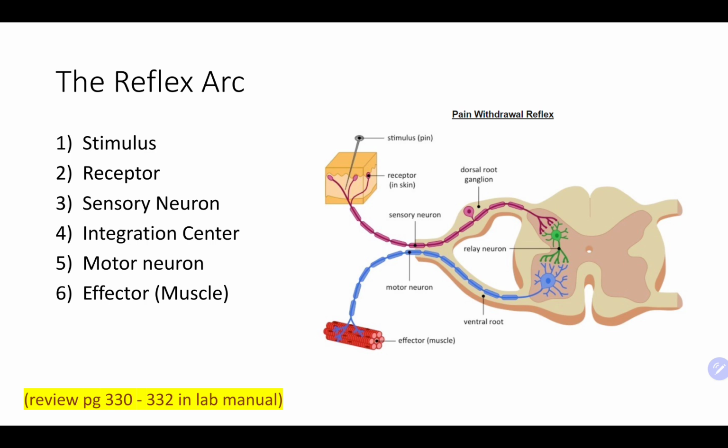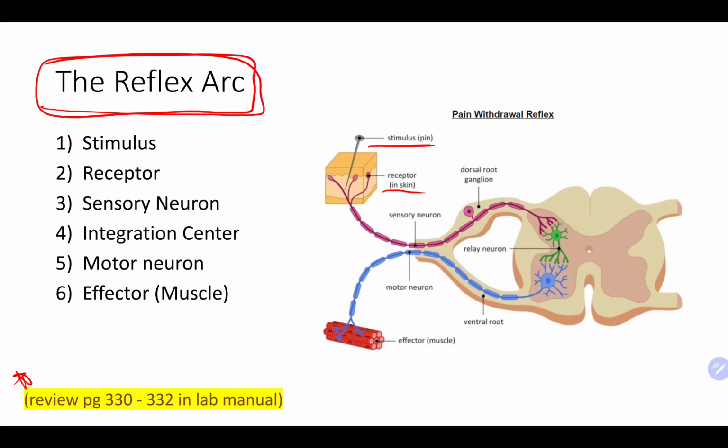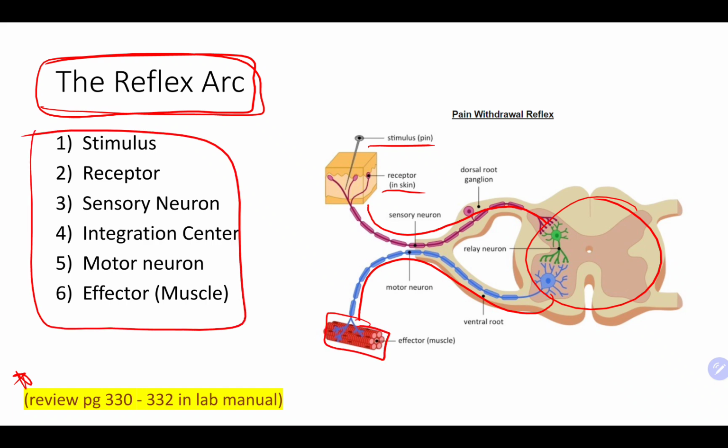Also understand the different steps of a reflex arc and know these steps in order, okay? Don't get mixed up with these. Also refer to these pages in your lab manual. It's going to start off with a stimulus. That stimulus is going to get picked up by a receptor. That receptor is going to send that information through a sensory neuron to the integrating center. From the integrating center, you're going to send out a motor neuron to the effector tissue to have some effect. So remember these steps in order.